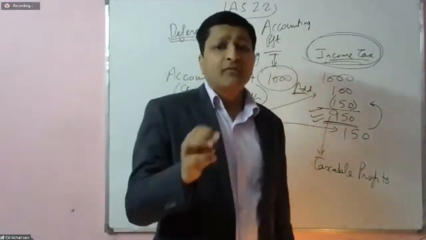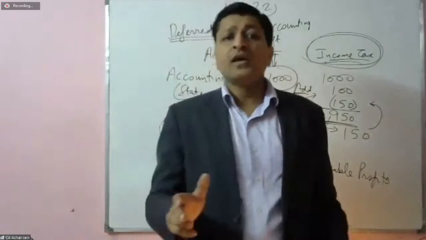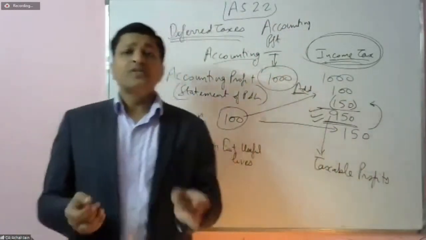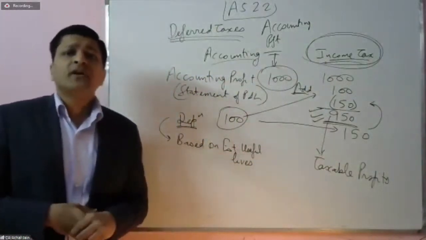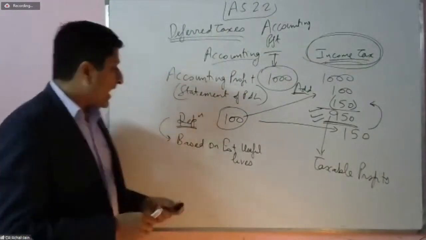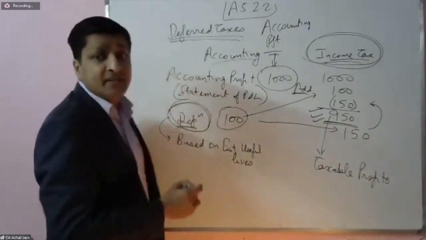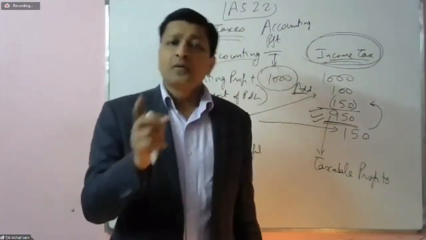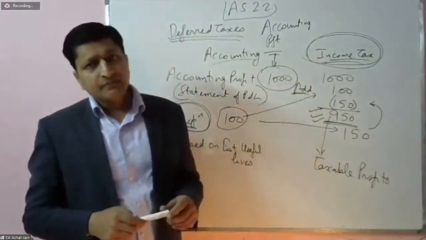And hopefully you have also understood that accounting income and taxable income may not be same always. There could be certain differences between these two. And what is the reason for difference between these two? Very simple. Items like this, whose treatment is different under books and income tax. Okay, clear?